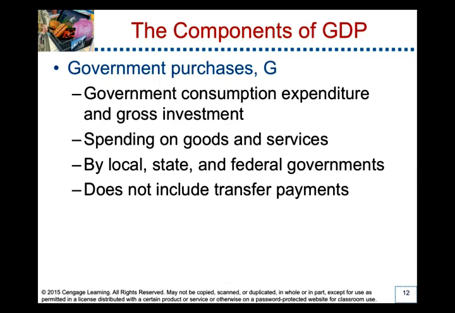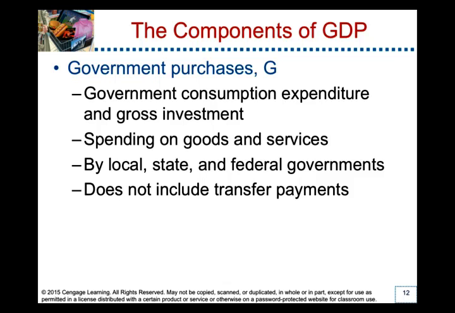Then the next component is government purchases. Government needs to spend on a lot of things. They spend on various programs. They have to spend on various government consumption expenditure, and also they make a gross investment. They need to spend on various goods and services. They have to maintain law and order. They have to pay salaries to their workforce. So everything that the government needs to spend to work becomes part of government purchases.